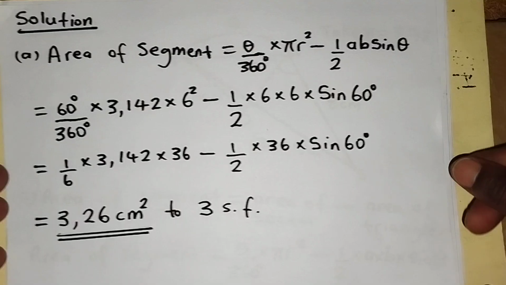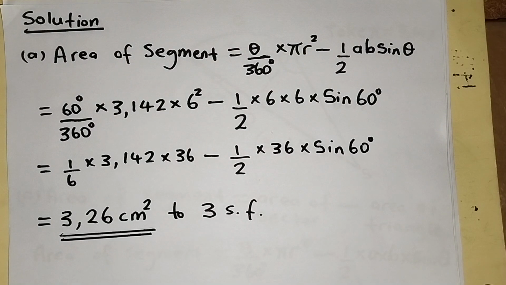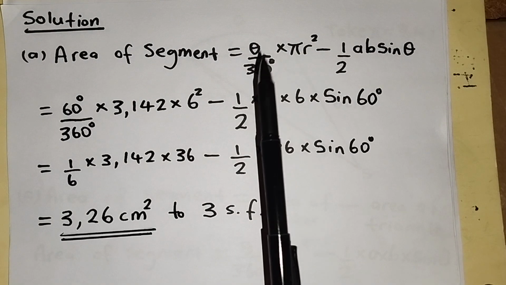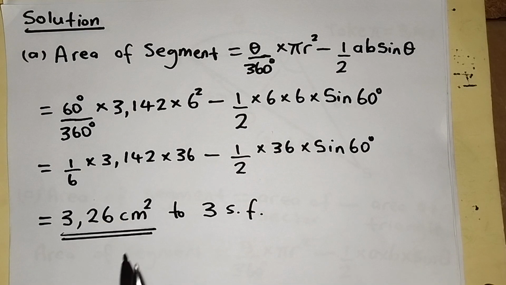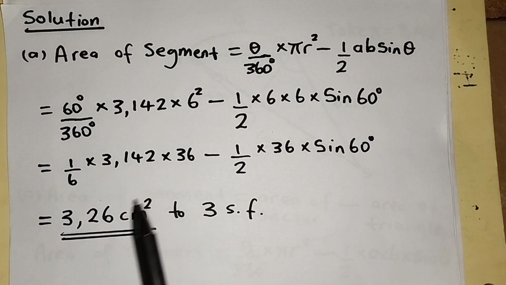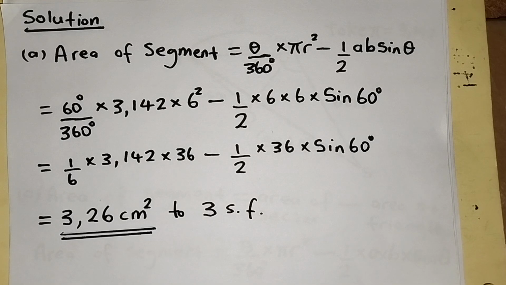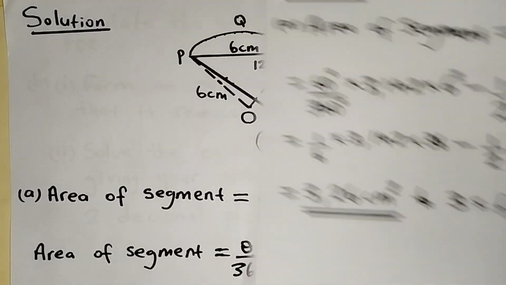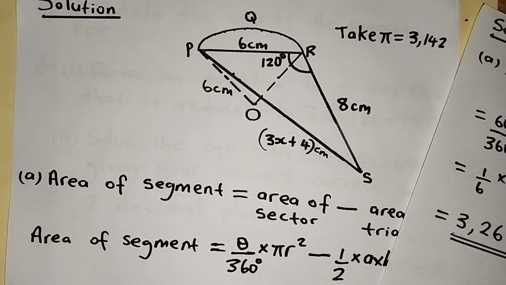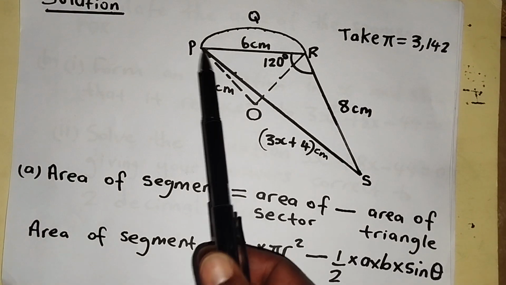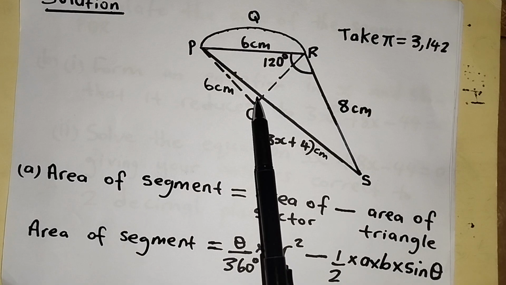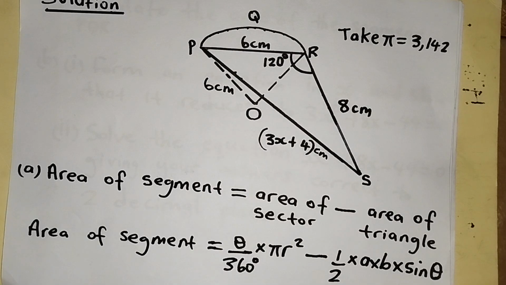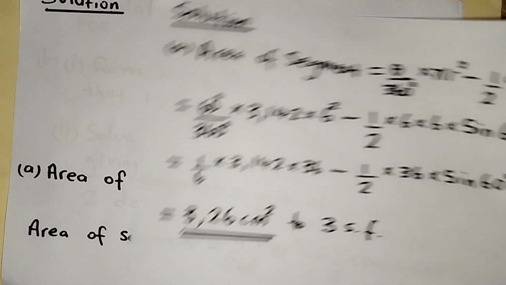So here we are. I'm going to put some values into these two formulae. Remember I said that this triangle PRO is an equilateral triangle. So this angle is 60 degrees and this 60 and this 60. So our theta is 60 degrees.